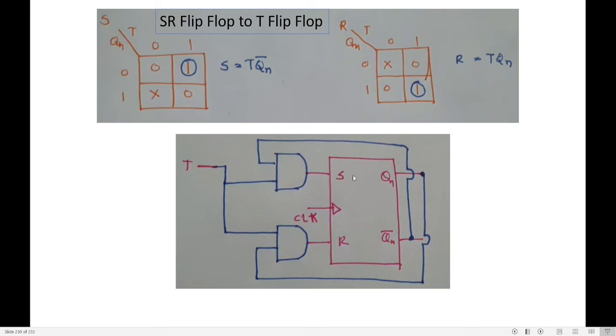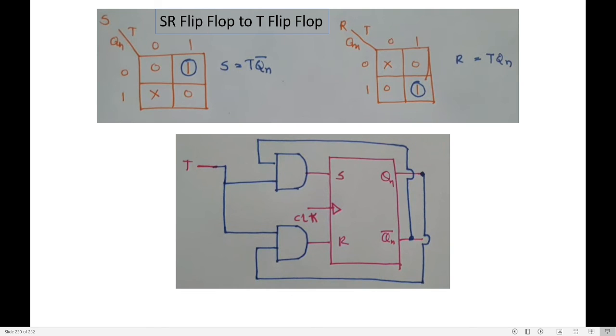Having converted SR flip-flop to T flip-flop, this is how you need to do it. The SR flip-flop has two inputs S and R, outputs Qn and Qn bar, and a clock signal. Now how can we get a T flip-flop? By connecting the S terminal with T Qn bar and the R terminal with T and Qn. This is the final circuit diagram of the conversion.